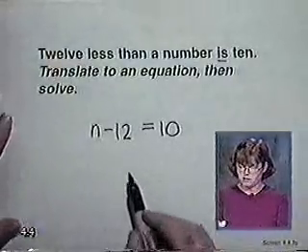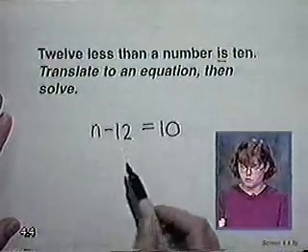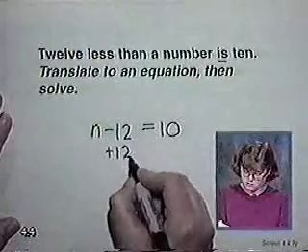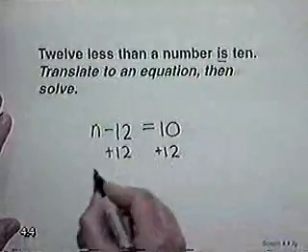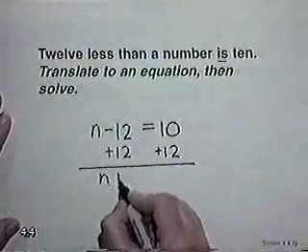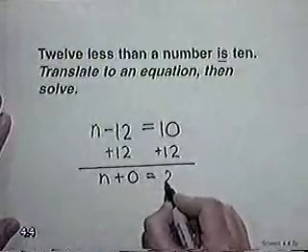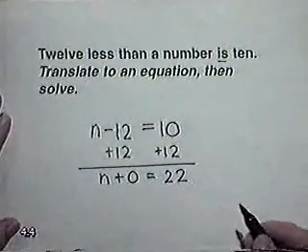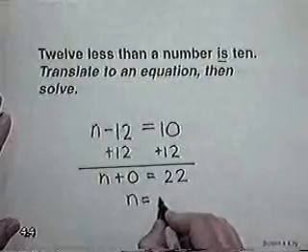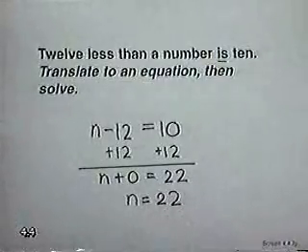So now I'll solve this, and I will need to add 12 to both sides. So I have n plus 0 equals 22. So n equals 22. So my number is 22.